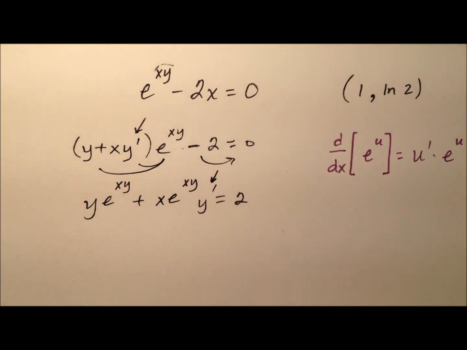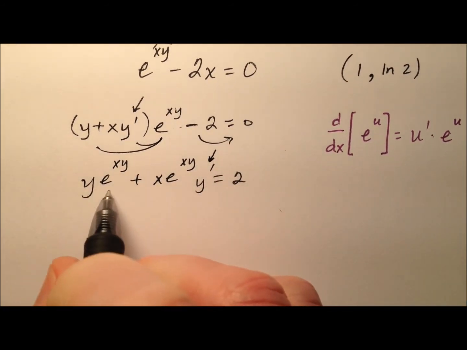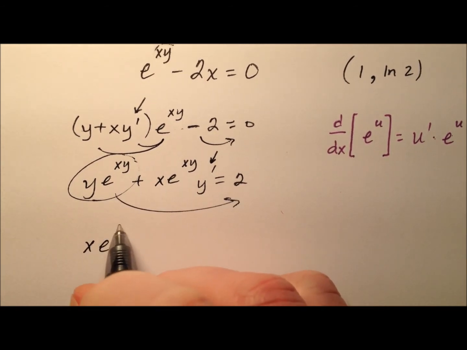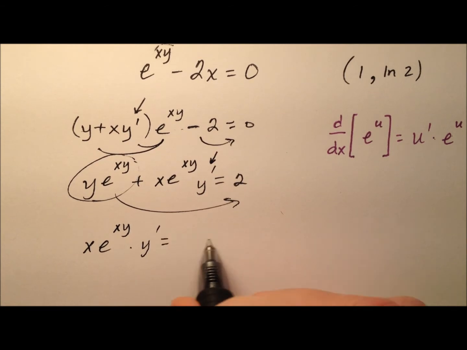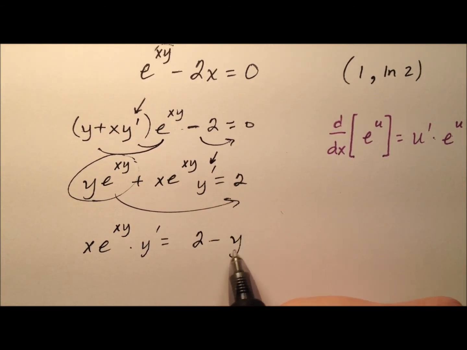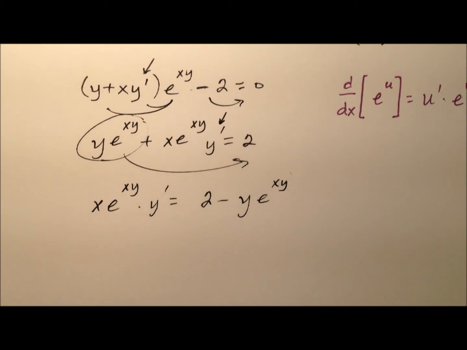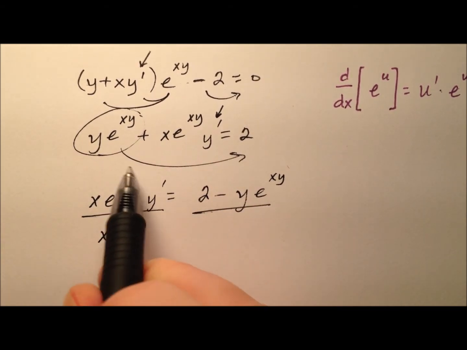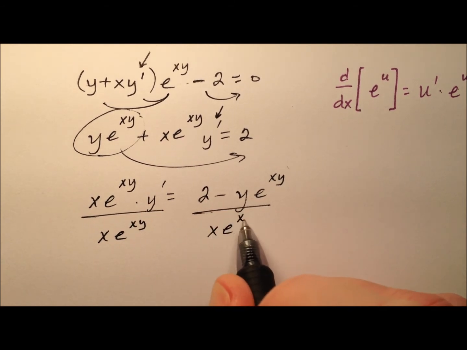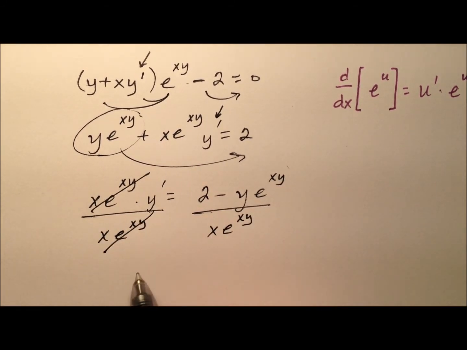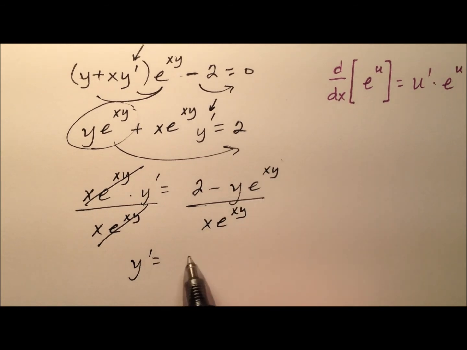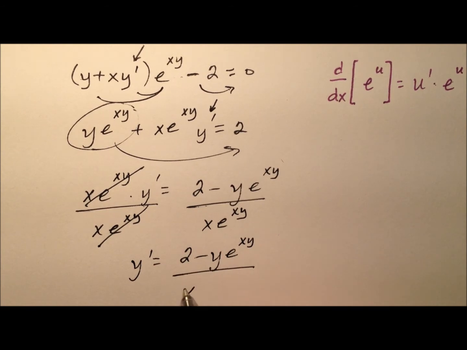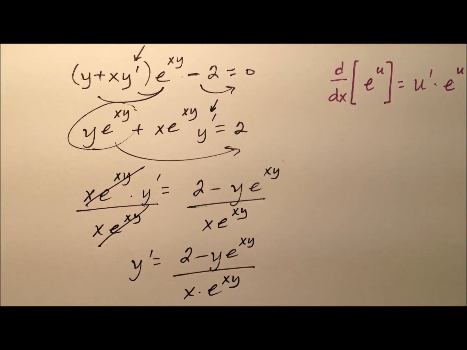Once again, here's this term we're trying to isolate. So let's subtract this term from both sides. I'll have x e to the xy times y prime equals 2 minus y e to the xy. And then let's divide both sides by that coefficient over here. So that all cancels, and y prime then equals 2 minus y e to the xy over x e to the xy.